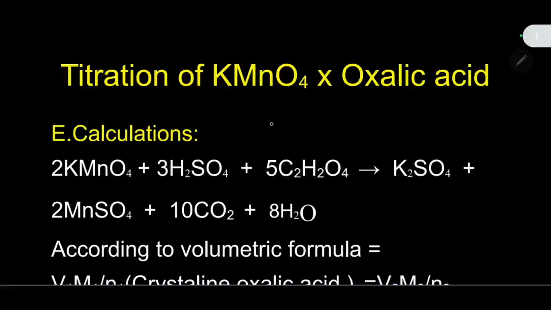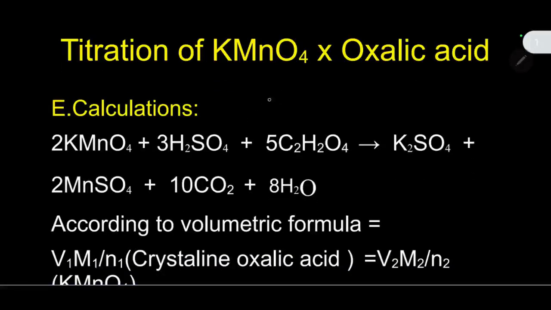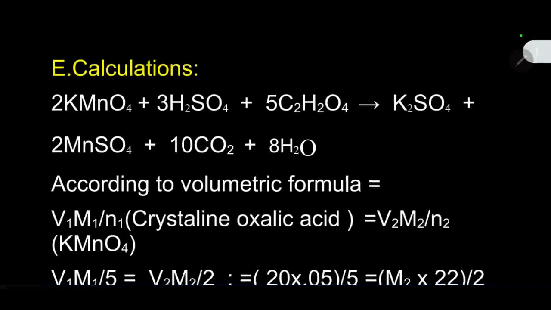Coming to the calculation, in the titration of potassium permanganate versus oxalic acid, now see the stoichiometric reaction. 2 moles of potassium permanganate reacts with 3 moles of sulfuric acid plus 5 moles of crystalline oxalic acid to produce 1 mole of potassium sulfate, 2 moles of manganese sulfate, 10 moles of carbon dioxide, and 8 moles of water.